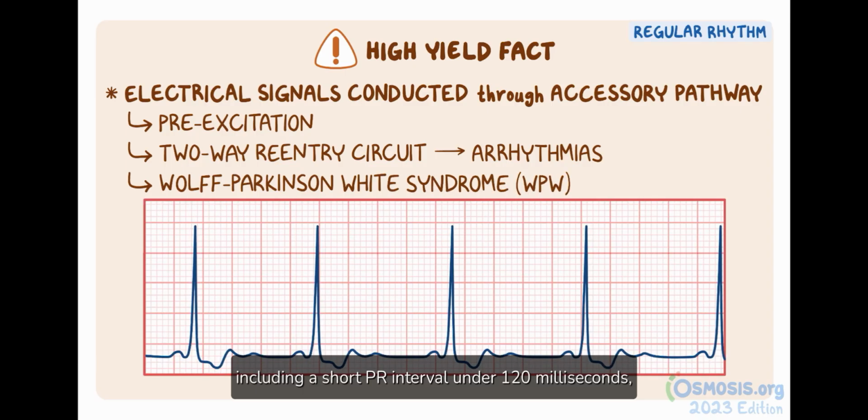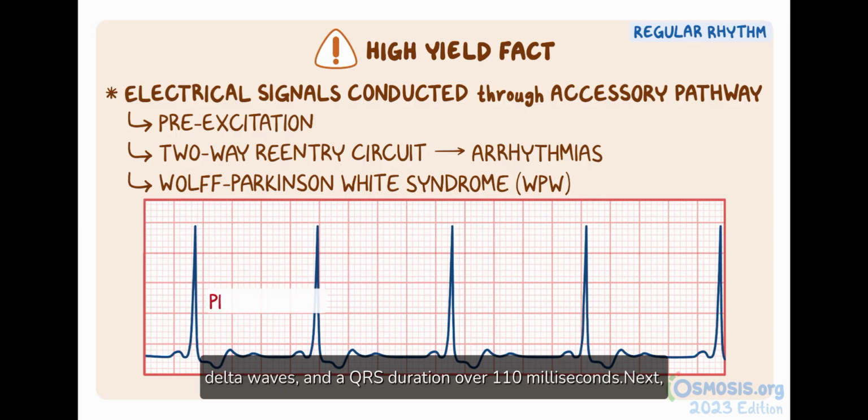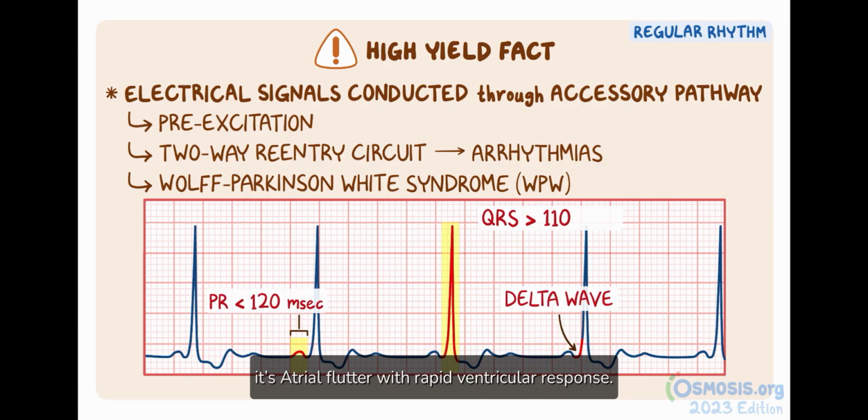In WPW, the resting ECG has distinct findings, including a short PR interval under 120 milliseconds, delta waves, and a QRS duration over 110 milliseconds.